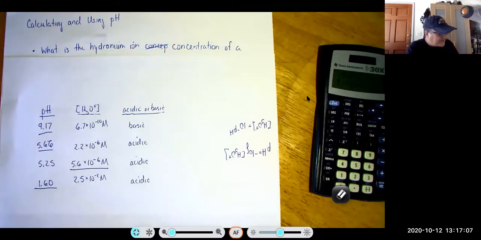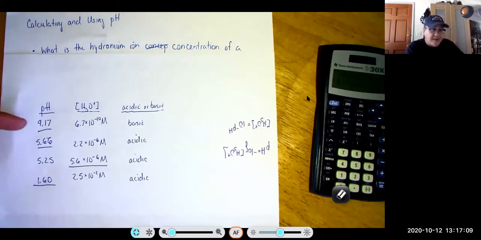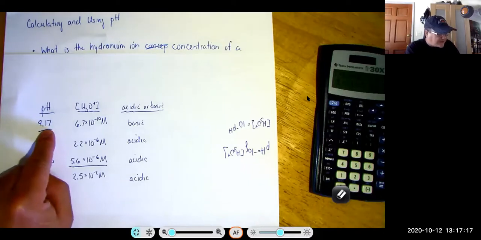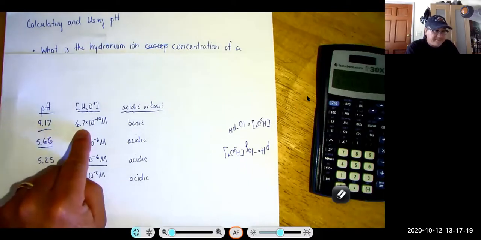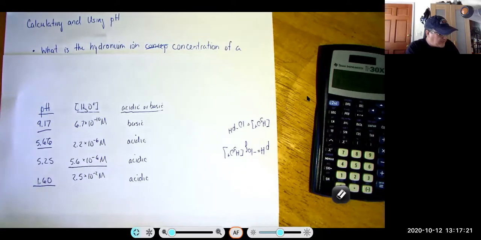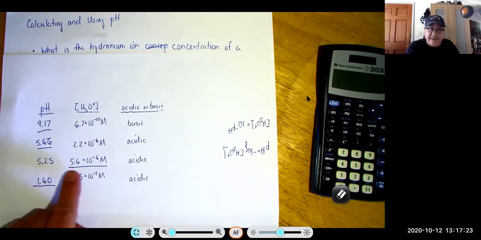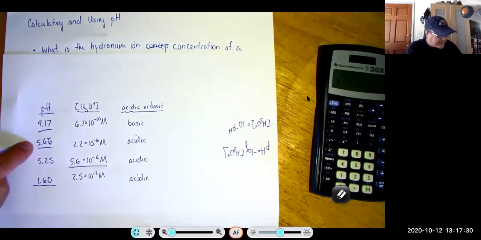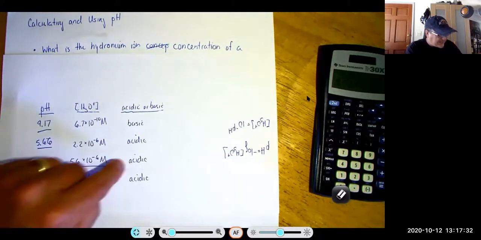Okay, so when you fill in the table, we get 9.17, 5.66, and 1.60. These have two numbers after the decimal because there's two significant figures here. Here, because there are two numbers after the decimal, this only gets two significant figures. Because this is above 7, it's basic. Less than 7, acidic. Less than 7, acidic. And less than 7, acidic.